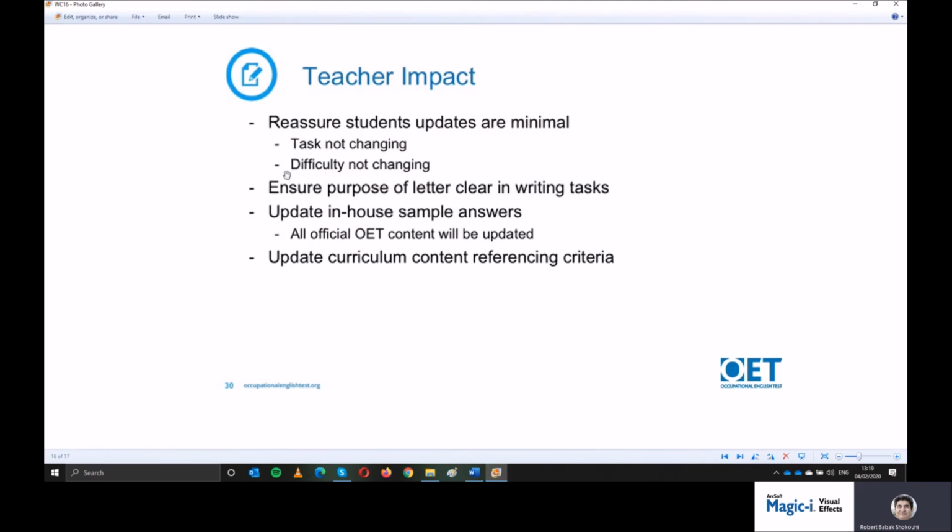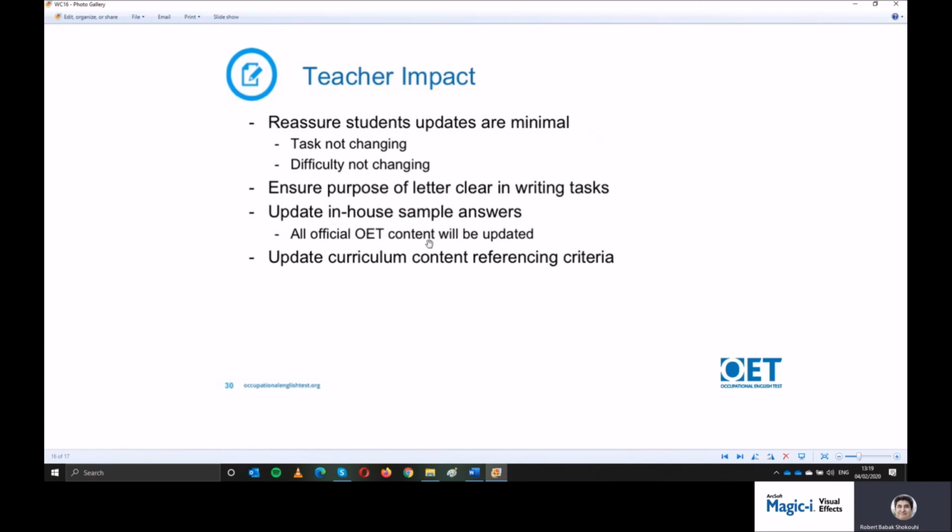So the tasks are the same. They're not changing. The difficulty of the task is the same. Only the marking criteria changes. Ensure the purpose of the letter is clear in writing tasks. That is because if you get the purpose wrong, the whole letter is wrong. And it says, for teachers, update in-house sample answers. It means change the sample answers because they're no longer relevant.